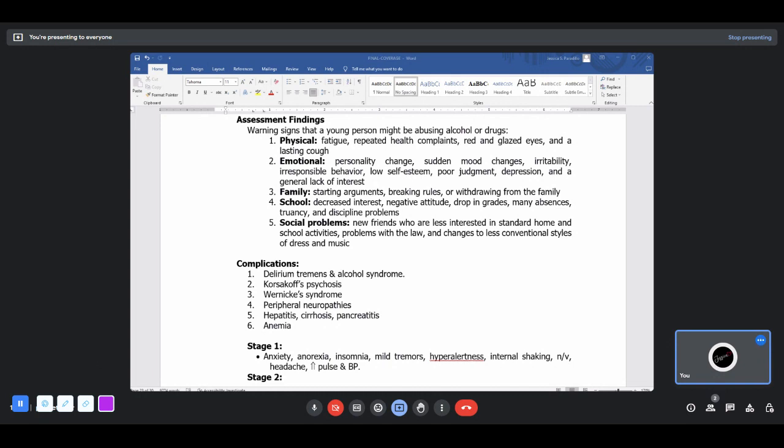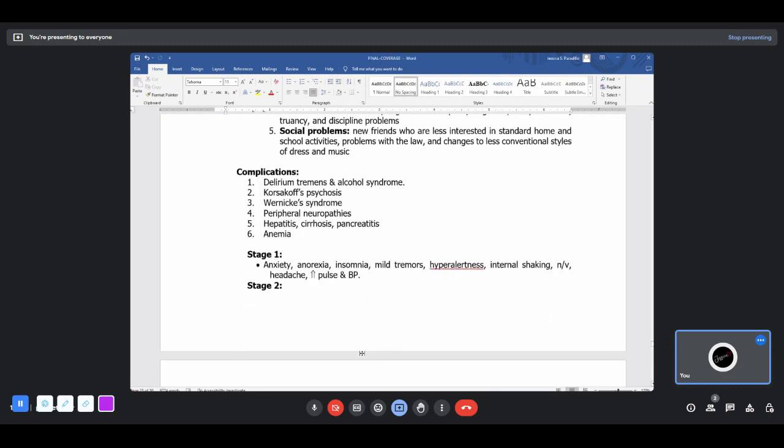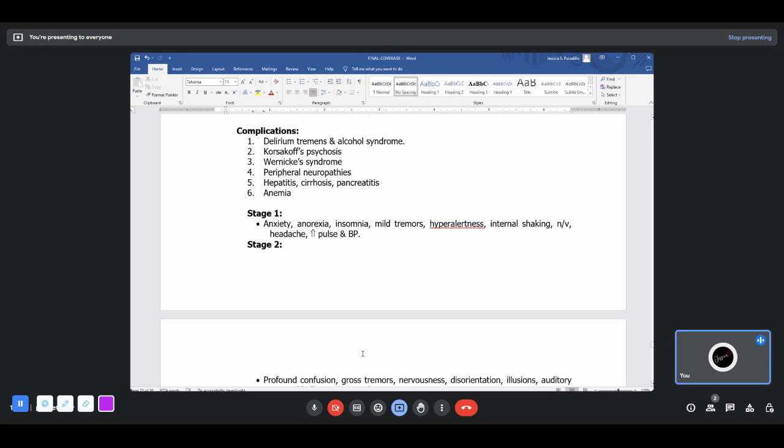Okay, we have also complications. We have delirium tremens and alcohol syndrome. For delirium tremens, this is a psychotic condition typically of withdrawal in chronic alcoholism, involving the presence of tremors. This is rhythmic shaking, for example, tremors in the hand, moving on its own. Hallucinations, depending on the hallucination, they hear or see things that we normally don't. And also anxiety and disorientation.